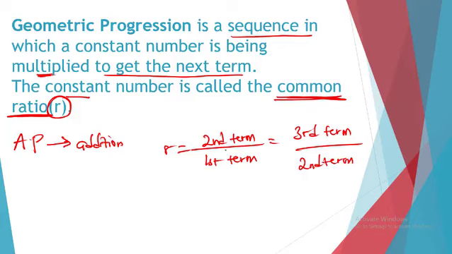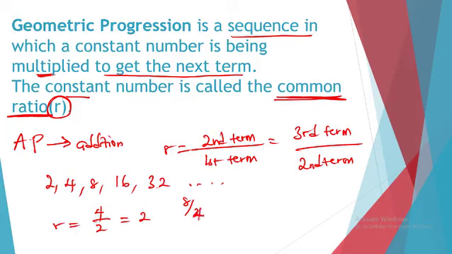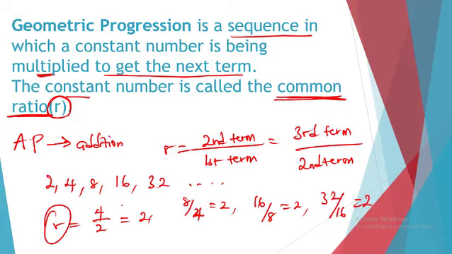Okay, so assuming we are given a problem, let's say 2, 4, 8, 16, 32, and so on, and we are asked to find the common ratio. The common ratio is equal to 4 divided by 2, and that will give us 2. Or we can say 8 divided by 4, which gives us 2. Or 16 divided by 8, which is still 2. Or 32 divided by 16, which is still 2. So that's how we obtain the common ratio.